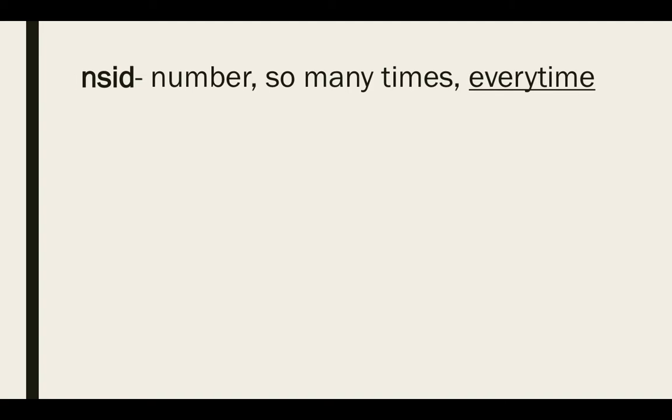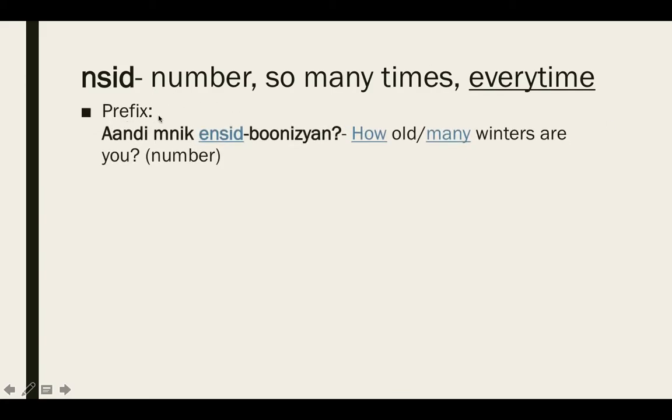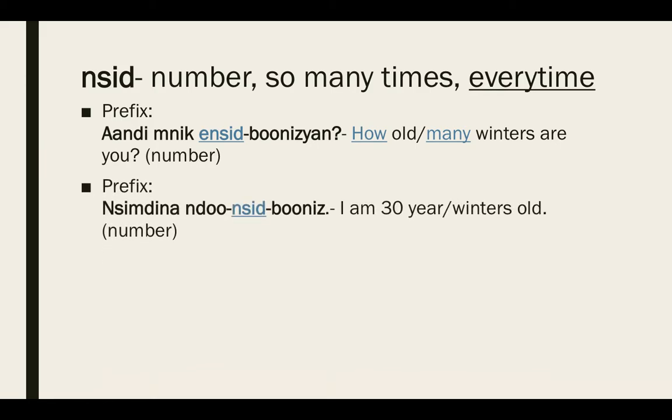Next one is nsid, which means number, so many times, or every time. So for the prefix version, I'm using an example from our Bojo speech. Ondimnik nsid-number. How many winters are you, or how old are you? So here it's referring to a number, where we're asking about a specific number. And next is another prefix example. And so nsimdana and do nsid-number is. So I am 30 winters old or 30 years old. So again, referring to number.